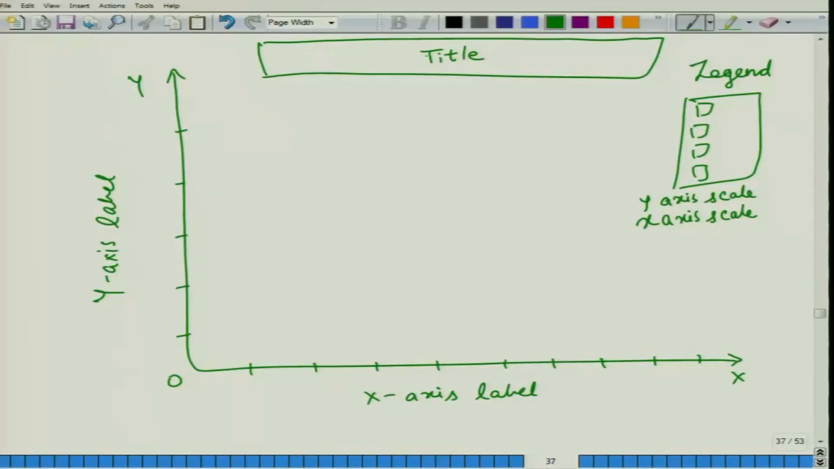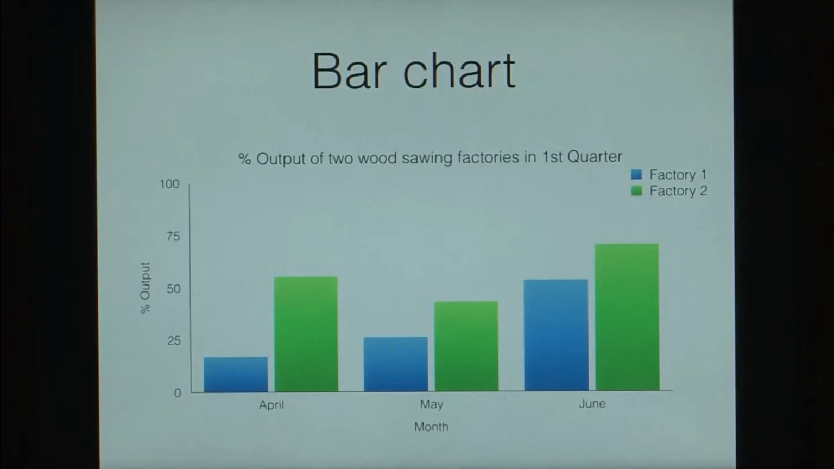Now, going back to our bar chart, we can see that in the first quarter, that is the months of April, May and June, we have two factories, as seen in the legend on the top right. Factory 1 is represented in blue color, factory 2 is represented in green color. In the case of factory 1, the percentage output goes on increasing with the months. So, the output of May is greater than that of April and the output of June is greater than that of May. But in the case of factory 2, the output decreases from April to May and then increases again from May to June. So, a bar chart makes it very easy to interpret these data. It would be extremely difficult if we showed these data in the form of tables only.